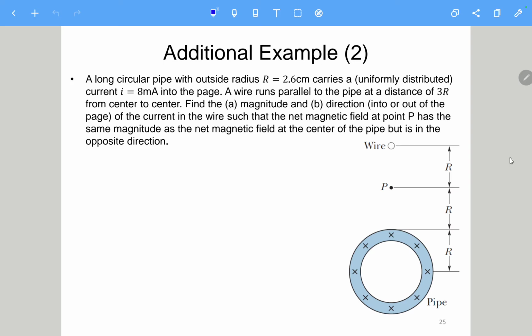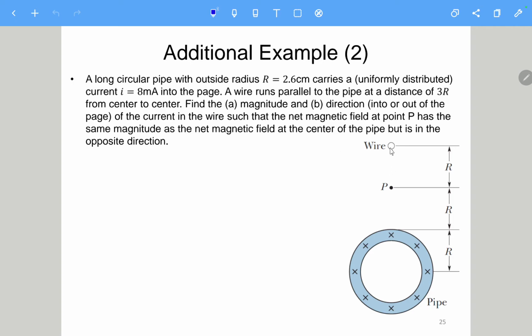Okay, so this is the final additional example for this chapter. Here it says: a long circular pipe with outside radius capital R carries a uniformly distributed current I into the page. So this one. A wire runs parallel to the pipe at a distance of 3R from center to center.